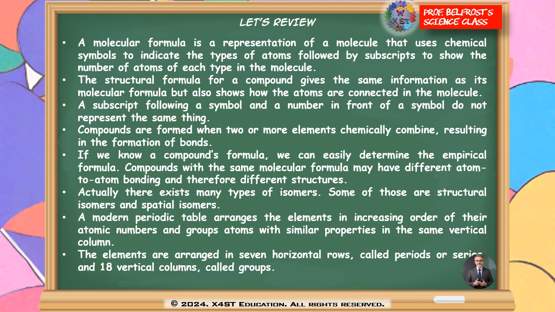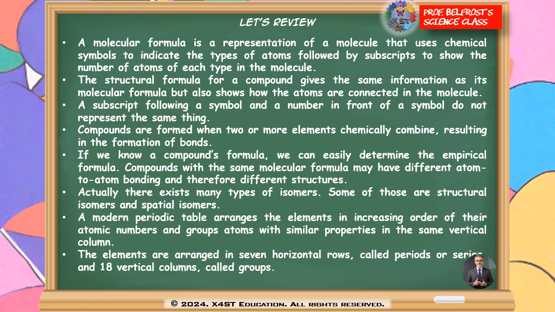Okay. And compounds are formed when two or more elements chemically combine, resulting in the formation of a bond. An empirical formula is actually another simplified representation of a molecular formula. And if we know a compound's formula, then we can easily determine the empirical formula. Okay, compounds with the same molecular formula may have different atom-to-atom bonding and therefore different structures. Actually, there exist many types of isomers. Some of them are structural and some of them are spatial.